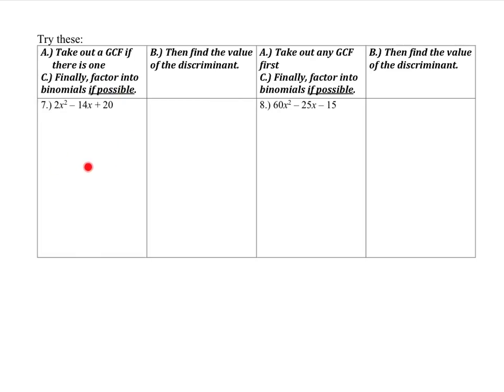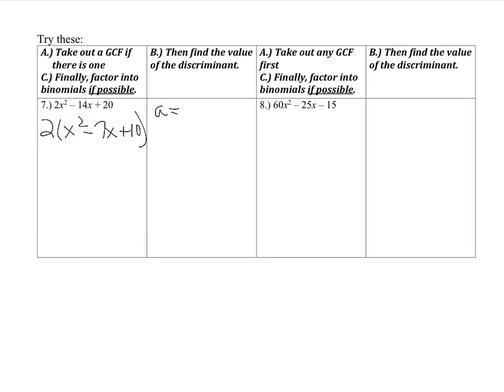So we're going to do that over here. Let me show you what I mean. So step 1, take out the GCF first. Yes, there's a GCF in this one. It's 2. So we're going to pull out the 2, and we're going to be left with x squared minus 7x plus 10. And then I'm going to find my discriminant.